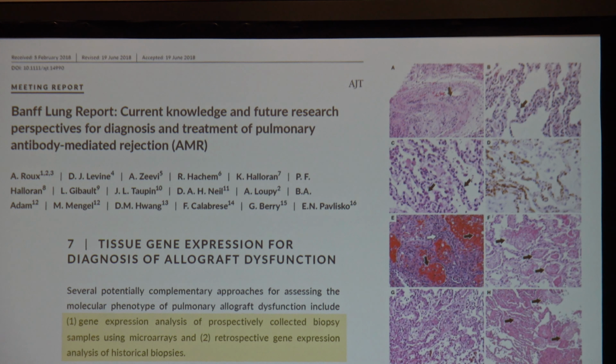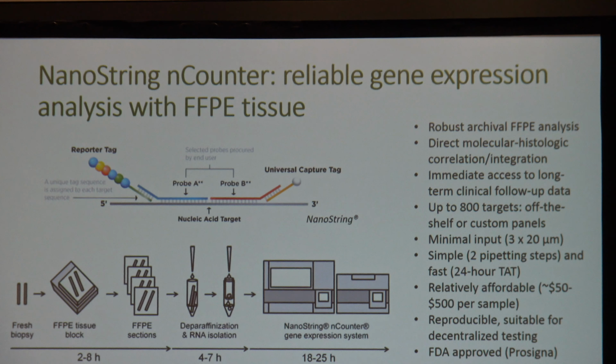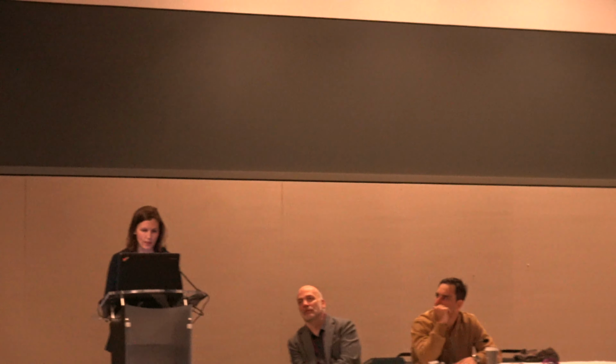And so in the prior report, what we said was that we need to look at the lung and look at gene expression analysis and see if we can figure out exactly what is going on in the setting of AMR, because we are really limited in the lung by some histologic features which can be nonspecific, and the C4d stain, which, to be honest, is really not always helpful.